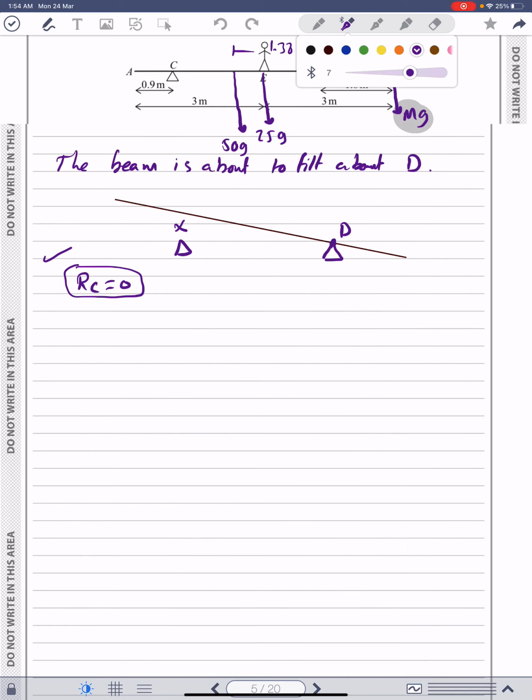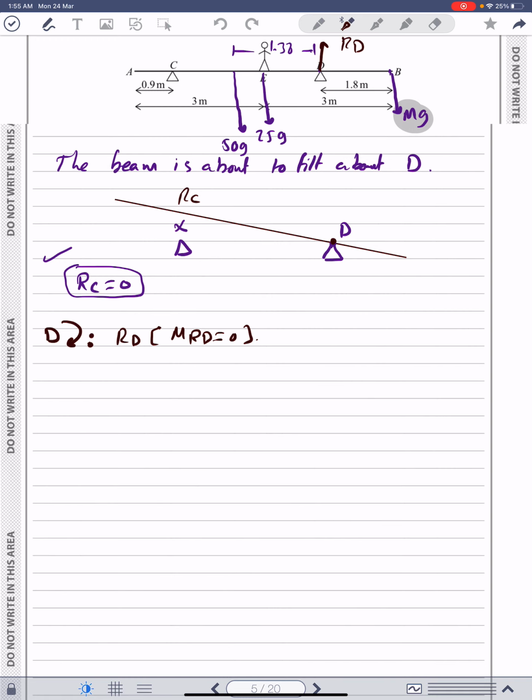Second step, directly, dear lovely students, every question with tilting, take the moments about the point of tilting after you understand that the beam will tilt about this point, which is D in this question. What would this tell? RC is gone, as we said, no effect. RD, of course, since you decided on D, its moment is 0. So this is leaving 3 forces: the new one, and this one, and this one.